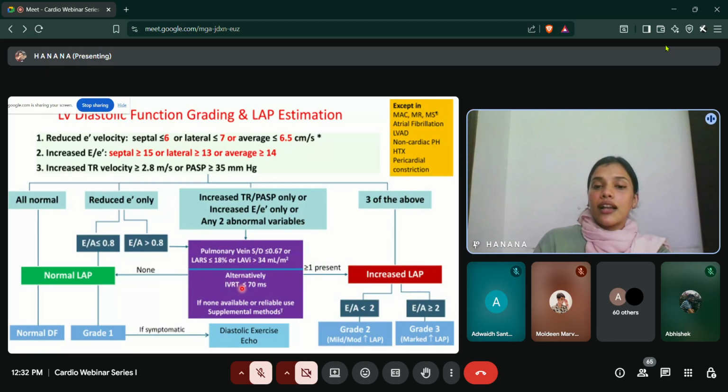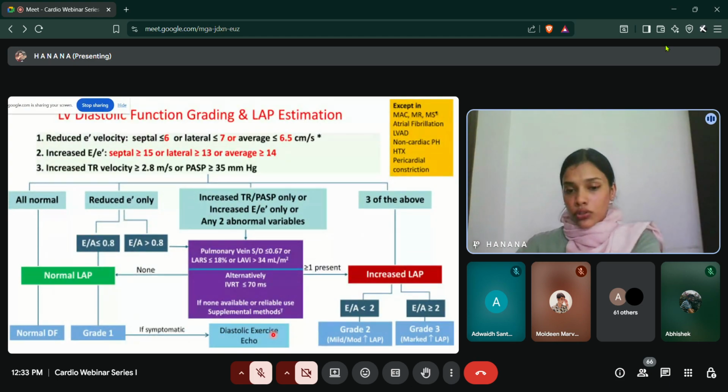Now alternatively we can do the IVRT. If the IVRT is less than 70, we can calculate this. And if this patient is not having any of this, he will have a normal LA pressure and grade 1 diastolic dysfunction, but he's saying he's very symptomatic, he cannot walk even a step. So we have to do a diastolic exercise test.